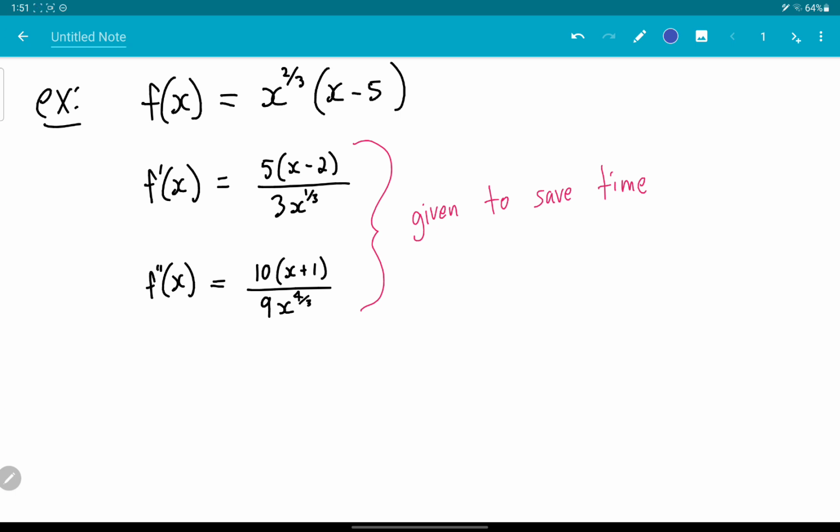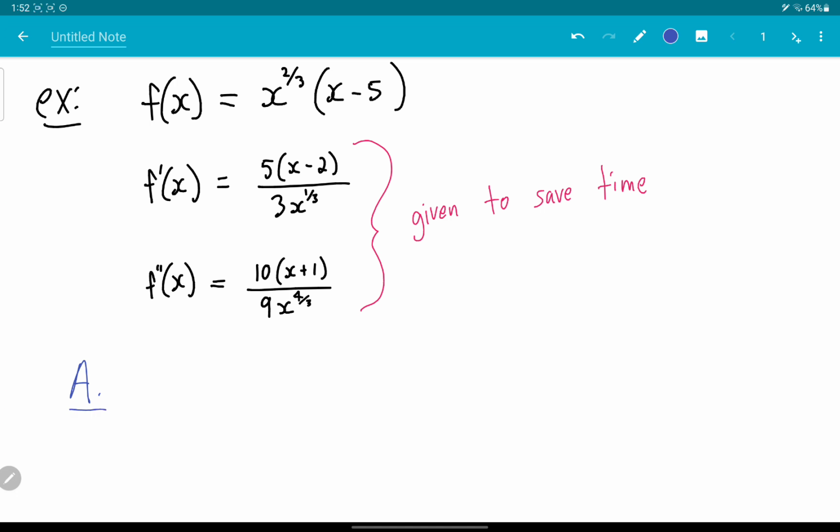Graphing. So, pause and copy. Now, I'm giving you the first and second derivatives to save time, but also I want us to focus on the interpretation of derivatives and not the finding of derivatives. Okay, part A is domain.